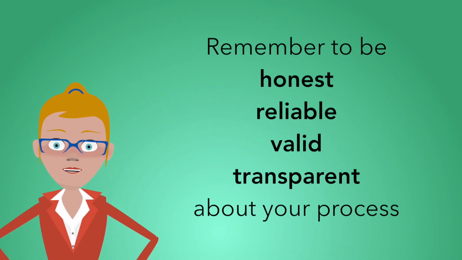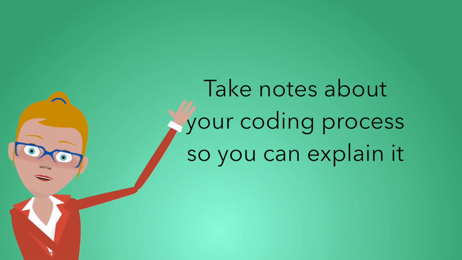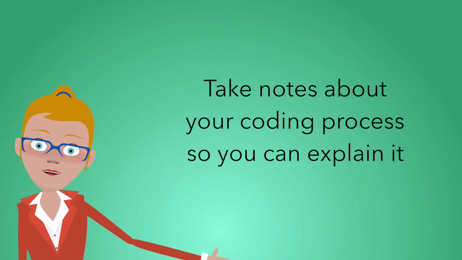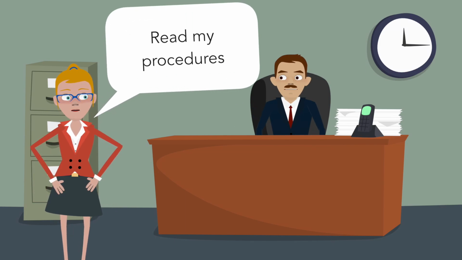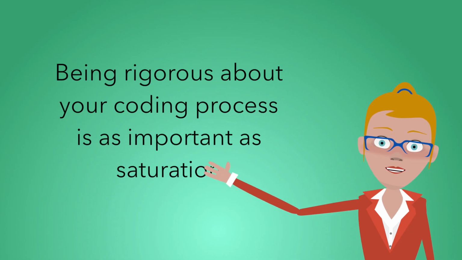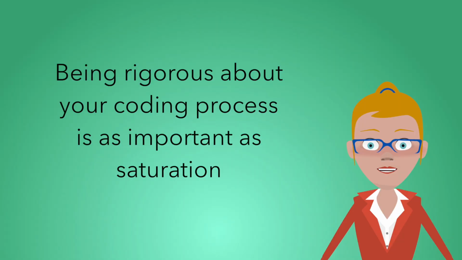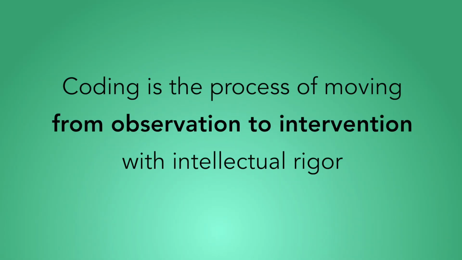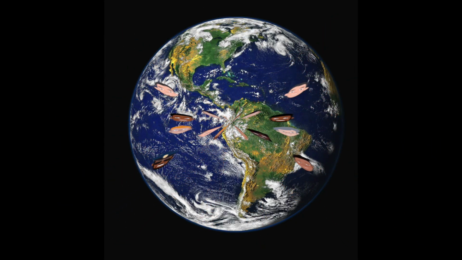And transparent. Transparency is also a really important concept in qualitative work. Take notes about your coding process so that when people ask you, how do you know what you know, you can say, in my first pass, I used these codes. And then after my second pass, I went through and collapsed these codes into these codes. Coding and rigor in your coding process is as important as attending to saturation in your data collection process. And we code for theoretical intervention. So coding is the process of moving from small-scale observation to big-scale intervention. How do these small-scale observations accrue to broader understandings and explanations of what happens in the social world?